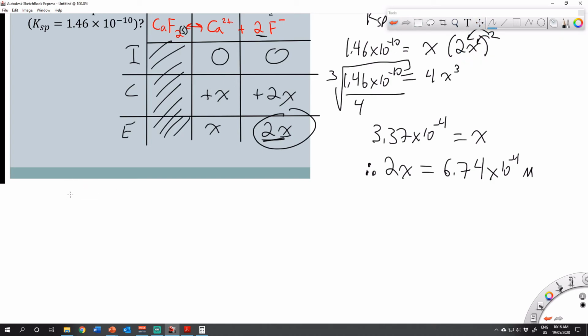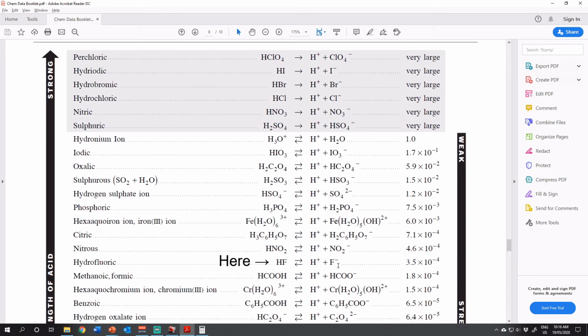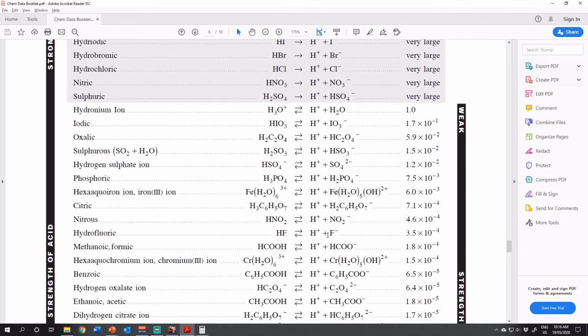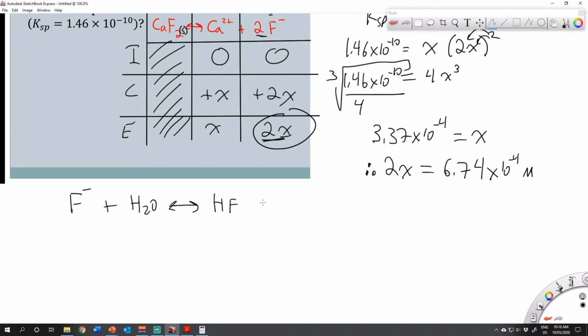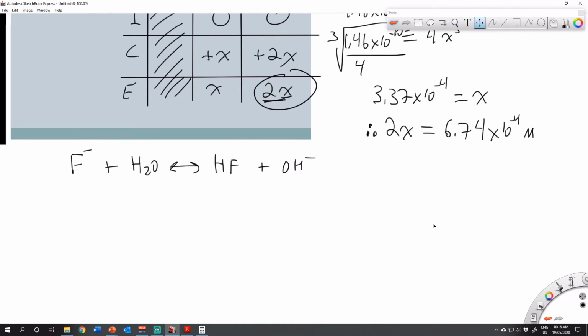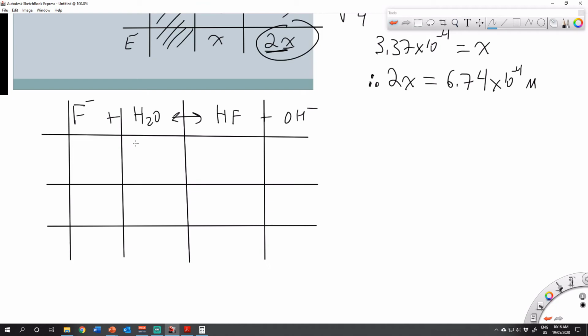Now, the F minus, this is going to be the thing that reacts with water. The reason for that is if I look for F minus in our table here, F minus will react with water. It is the conjugate base of a weak acid. So that's what'll work. This will create HF, and there's our next reaction. Water side we don't care about.